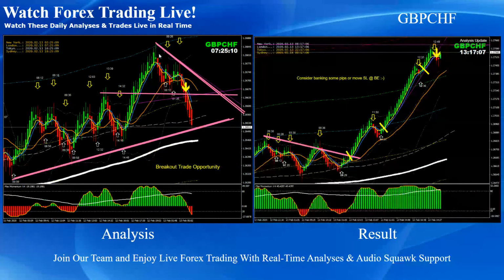Pound Swiss franc, pretty straightforward. As mentioned in the analysis, we were expecting a breakout.